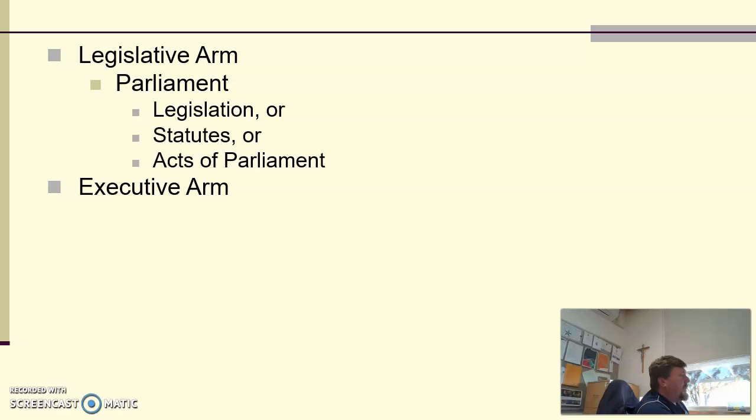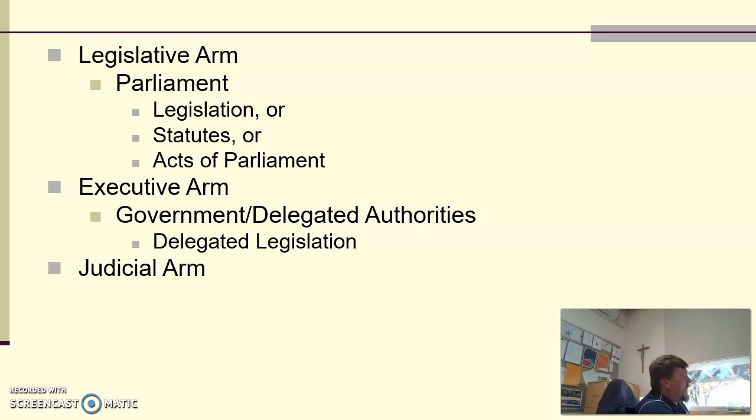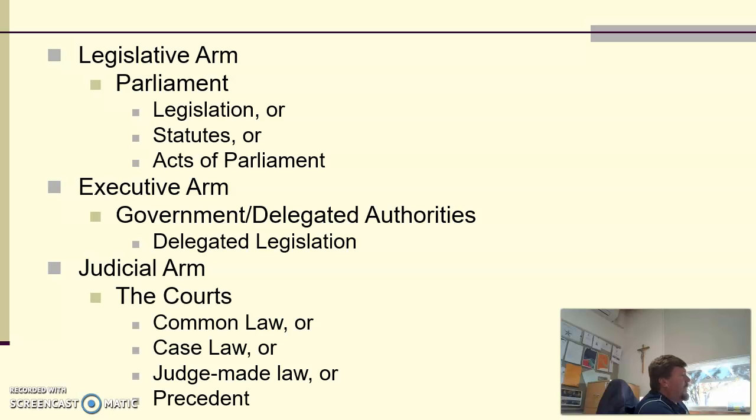We also know the executive arm, which is our cabinet, can delegate to make laws, and the judicial arm, which is our courts at federal and state level, can make common law, case law, precedents, or judge-made law. All of these terms are universal, and they are used at different times and places throughout the course. So if you say acts of Parliament, it's the same as legislation or a statute. Common law is the same as case law or judge-made law.